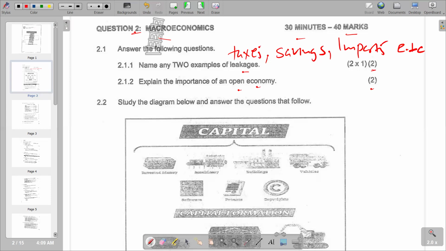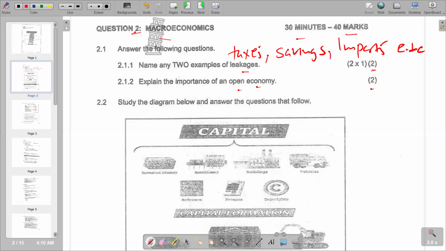The importance of an open economy is that the residents or businesses of the country will have an opportunity to access goods or services from outside. It is also an advantage from the point of view of the government, because the government is going to collect revenue through the borders when imports take place. Basically, that's what we have.